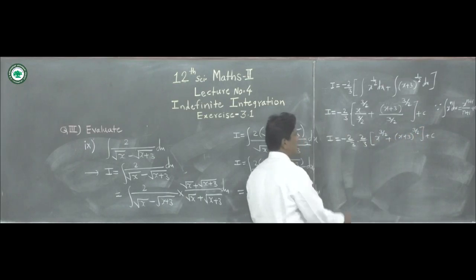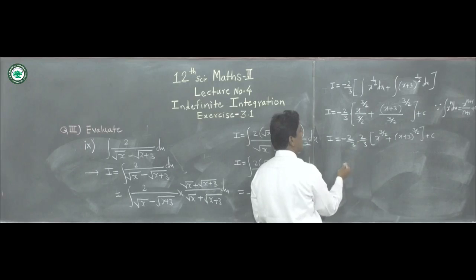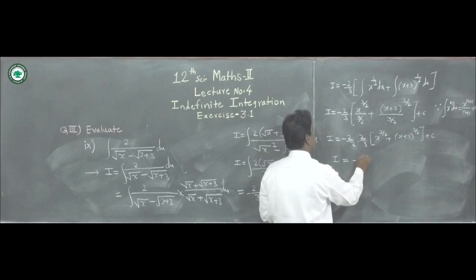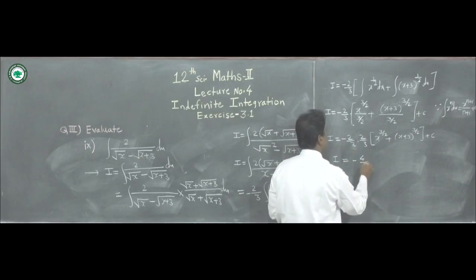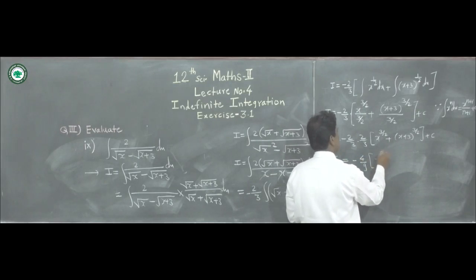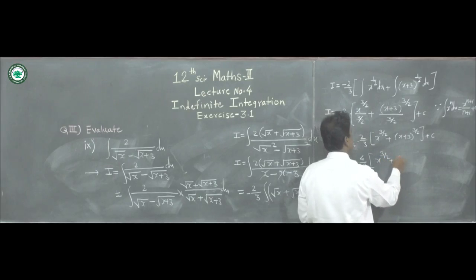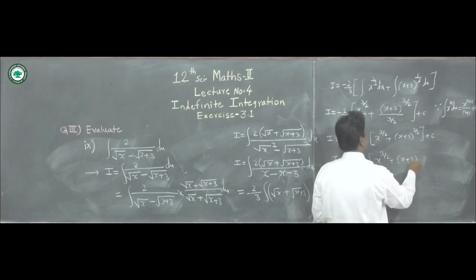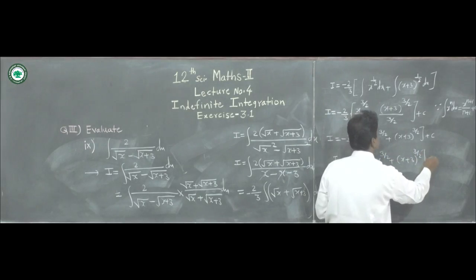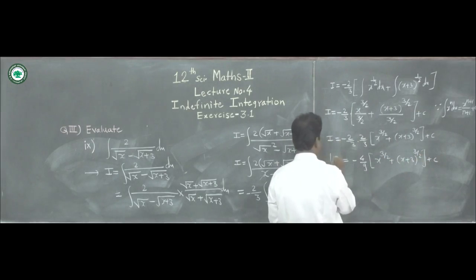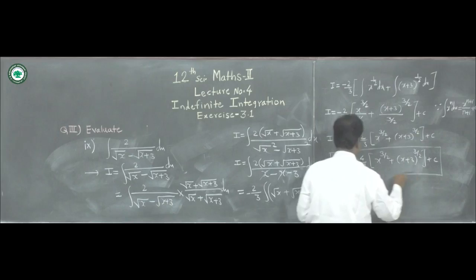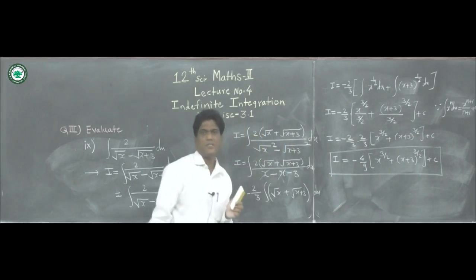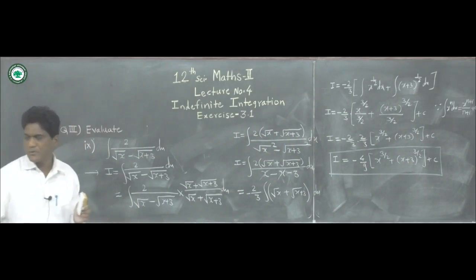Now these 2 twos are 4 and 3 threes are 9, and so the final solution is I is equal to minus 4 upon 9 in the bracket, x to the power 3 by 2 plus (x plus 3) to the power 3 by 2, plus constant of integration. This is the final solution. You take the screenshot and write it in your notebook.